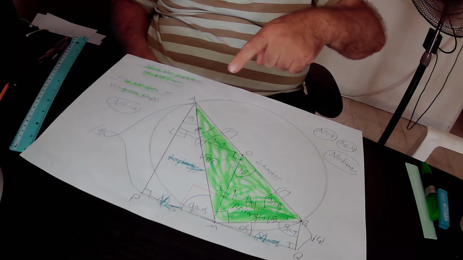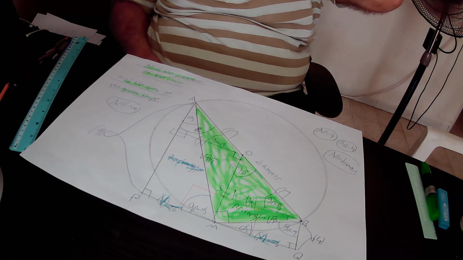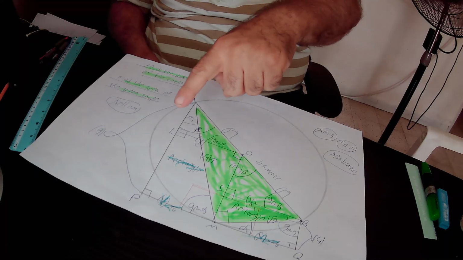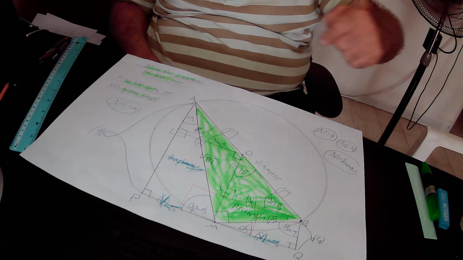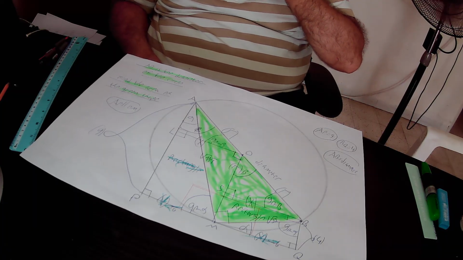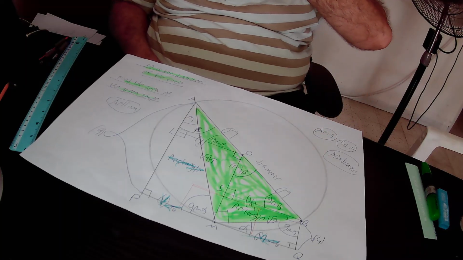Inside the circle, we have triangle AB. And also we know that AP equals 9, BQ equals 4, and AB is the diameter of the circle. Again, our task is to find out the area of this triangle AB.